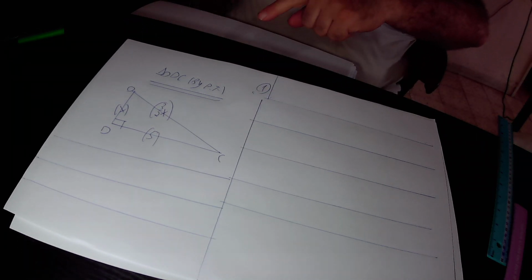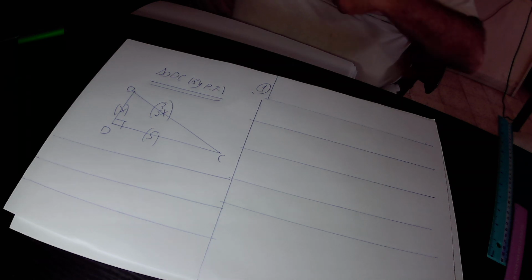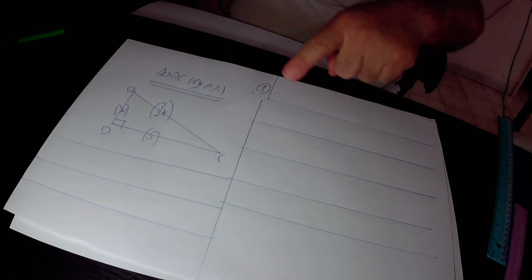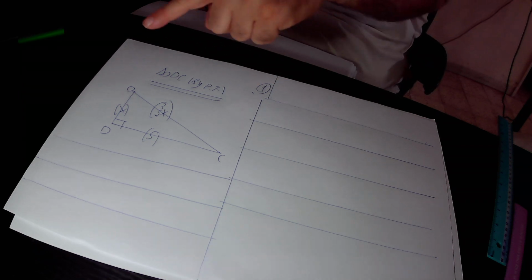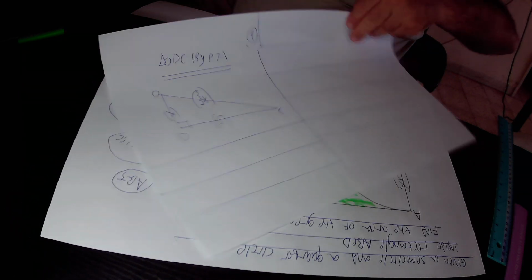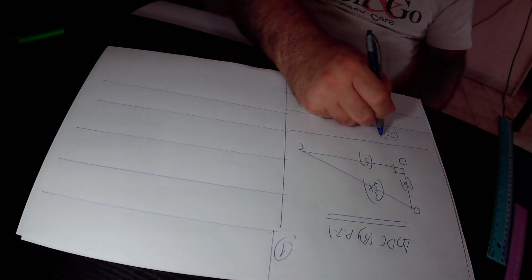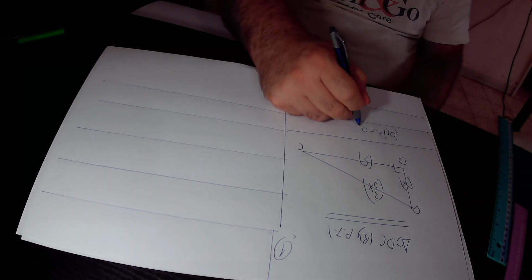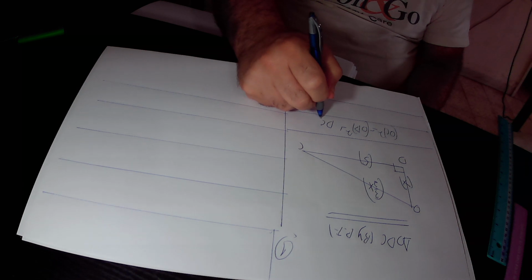So actually, this is the right triangle ODC that I copied from the original drawing. According to the Pythagoras theorem, in this right triangle ODC, OC squared, that is the square of the hypotenuse, equals OD squared plus DC squared. So I write it down: OC squared, that is the square of the hypotenuse, equals OD squared plus DC squared.